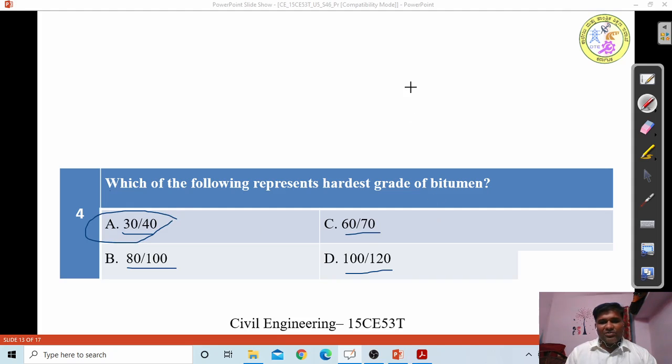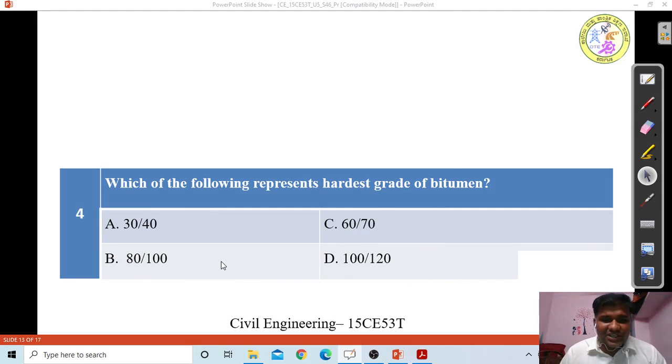Say, for example, I am going to take bitumen in this cup, and I am going to drop a ball, so it is going to fall here. If the bitumen is hard, the resistance to the steel ball will be greater. If it is loose, then the ball will penetrate more. So the less the penetration, the harder the bitumen. So 30/40 is the right answer. In this estimate we have used 80/100, which is the regular grade used for roads.